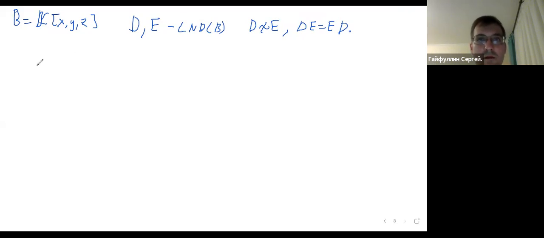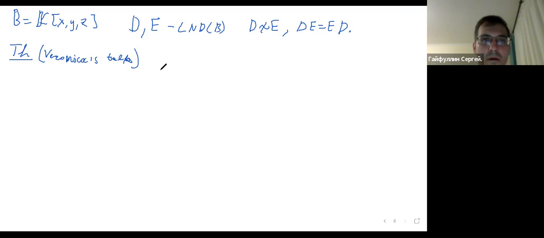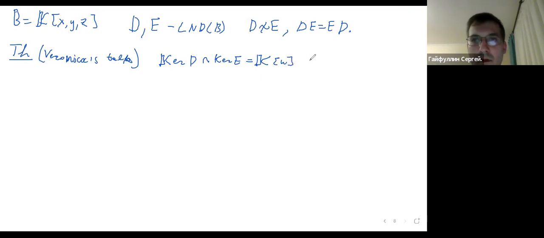Then we can state the following theorem, which was proved in Veronica's talk. The intersection of these kernels is equal to a polynomial ring in one variable, and this variable, this u, is a variable of this B. So it can be included in a system of variables of K[x, y, z].